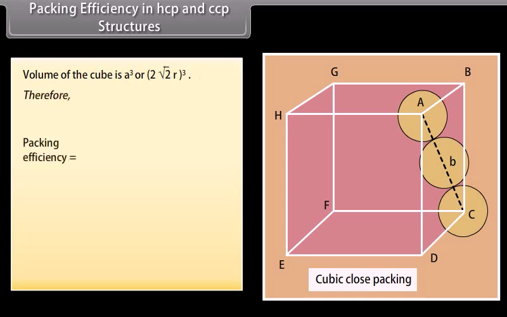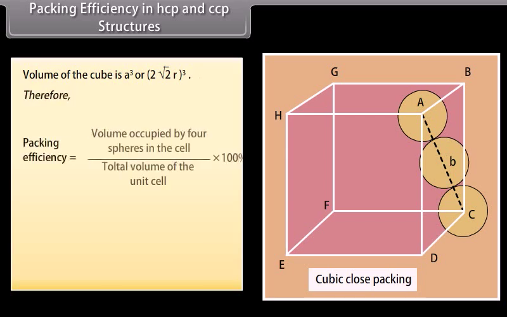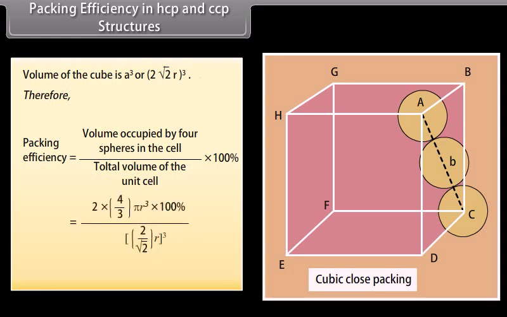Therefore, packing efficiency is equal to volume occupied by 4 spheres in the cell into 100 upon total volume of the unit cell, which is equal to 4 into 4/3 pi r cube into 100 upon 2 square root 2 r cube, which is equal to 74%.